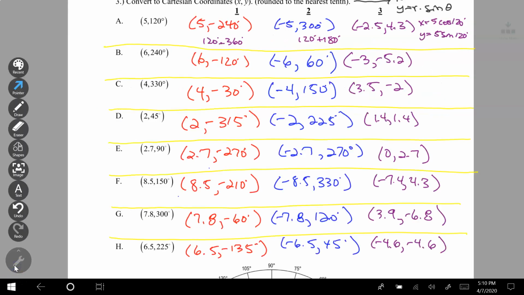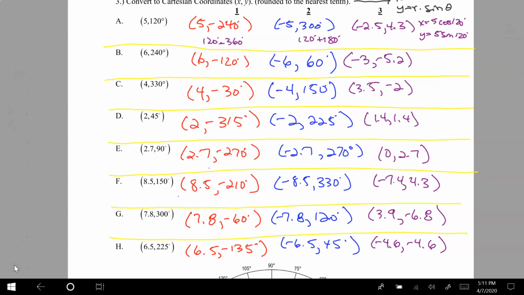Okay, as you can see, I did examples B through H by doing r negative theta, negative r theta, and then x and y's. If you want to see the computations for everything, they're on the handwritten notes on the portal that you can look at. Please feel free to pause the video and compare your answers.